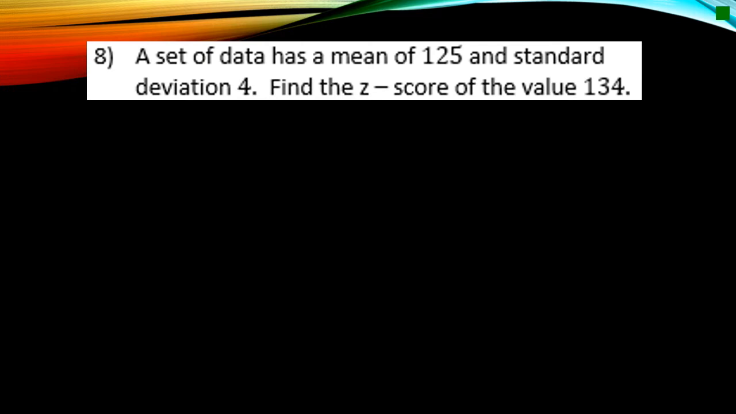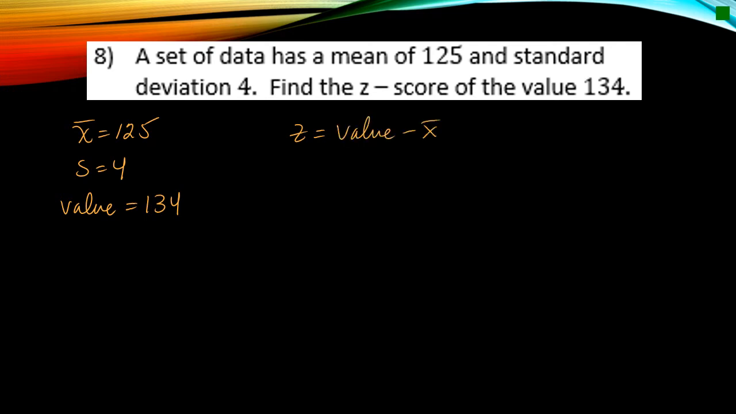So the mean that they give us is 125. Standard deviation is 4. And the value we're trying to calculate the z-score for is 134. So again, the formula for the z-score is to take the value minus the mean and divide by standard deviation. So I'm going to take 134 minus 125, and we're going to divide by 4.